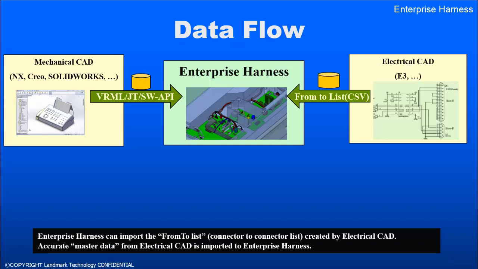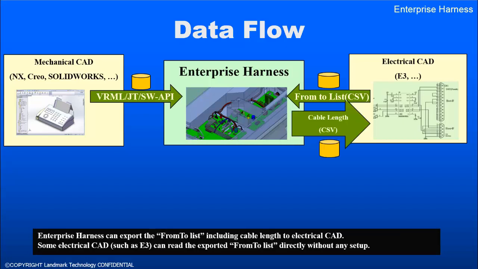Enterprise Harness can import the From To list that shows the cable connection information between connectors. By importing the From To list generated from electrical CAD, you can design accurate and error-free cables. You can export to electrical CAD the From To list in CSV format that has the length information of cables designed with Enterprise Harness. Some electrical CAD, like Zuken E3, can import the From To list without requiring any setup.